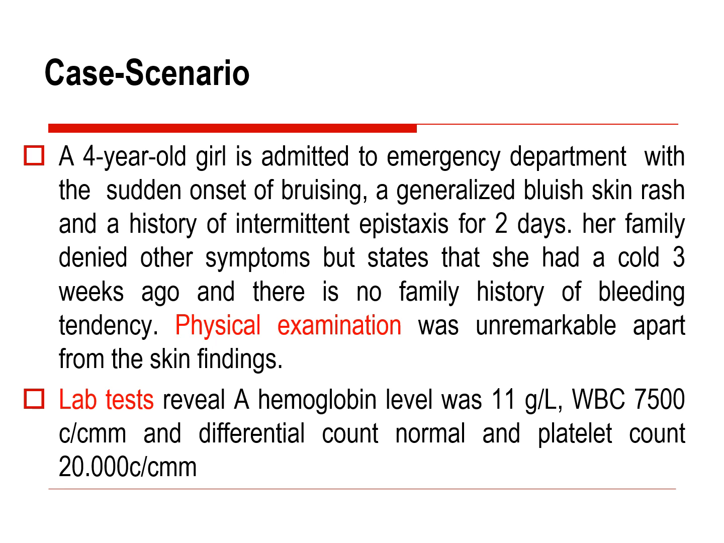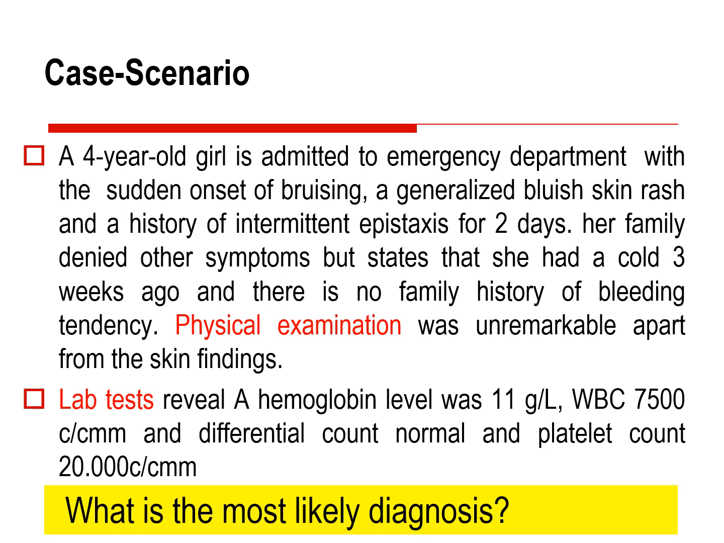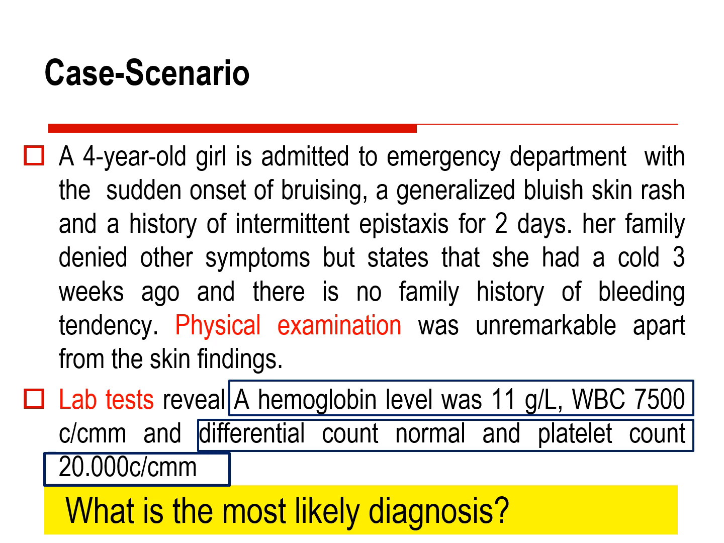Lab test done for this child revealed hemoglobin level 11 gram per deciliter, white blood cell count 7,500 and normal differential count. The platelet count is 20,000 cells per cubic millimeter. So what is the most likely diagnosis? When we look at the lab test that reveals normal hemoglobin, white blood cell count and differential, but there is low platelet count, 20,000, it means there is a thrombocytopenia.